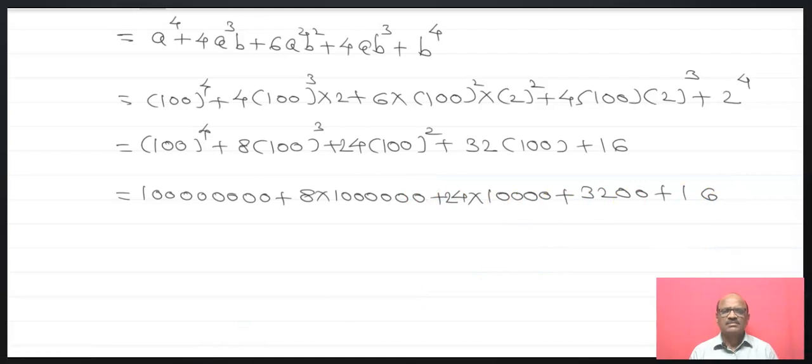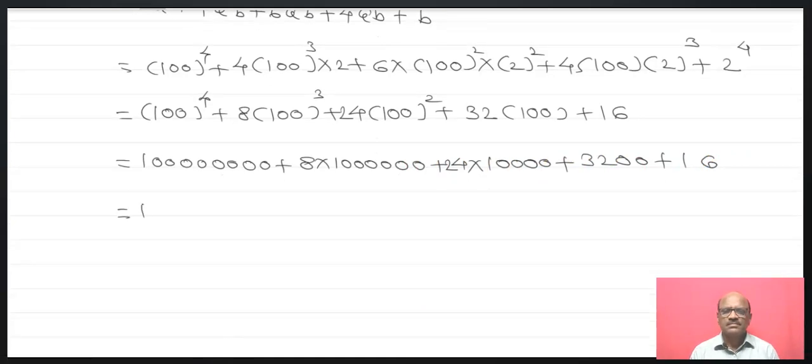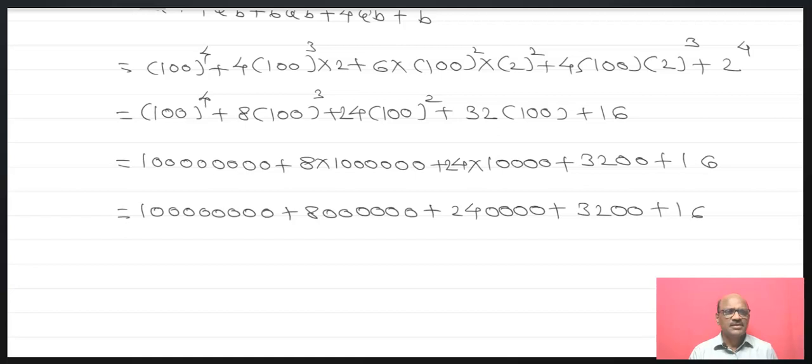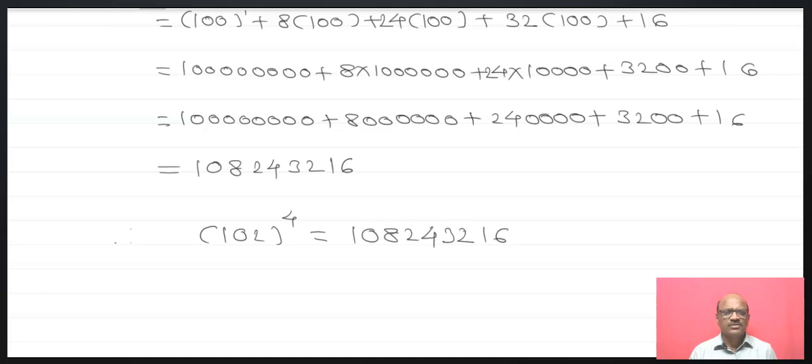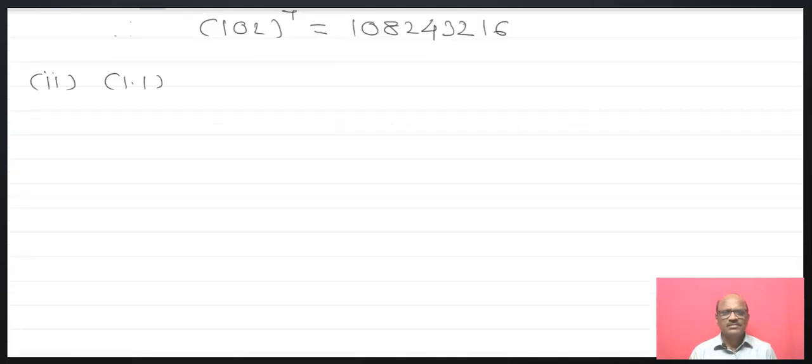Here see this, that is equal to, these are the numbers, you can write and calculate it. Therefore their sum is assumed. And hence 100 raised to 4, this is the big number.